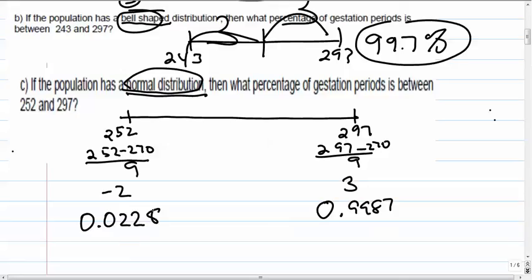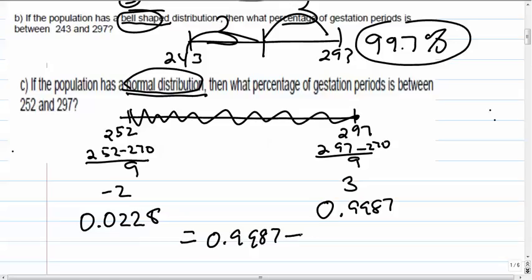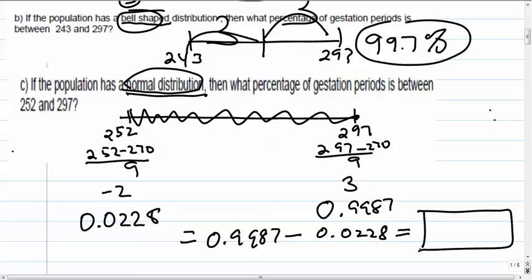Okay? Now, we want to be between these two numbers. So we know that based upon the way the table works, the answer to this problem is going to be 0.9987 minus 0.0228. I'm going to let you take care of the math there, and that would be the answer to C.